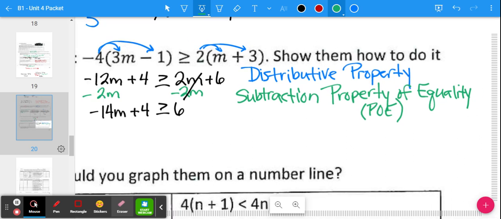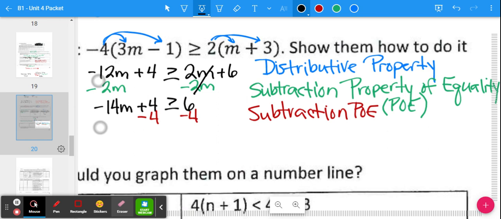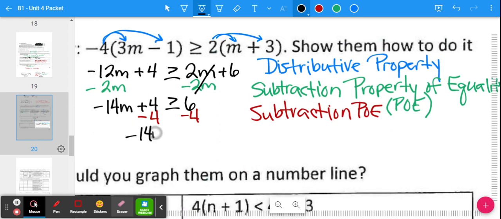So then the next thing we have to do is we have to get the 4 to the right. So we subtract 4 on both sides, which is your subtraction property of equality. And we end up with negative 14m is greater than or equal to 2.